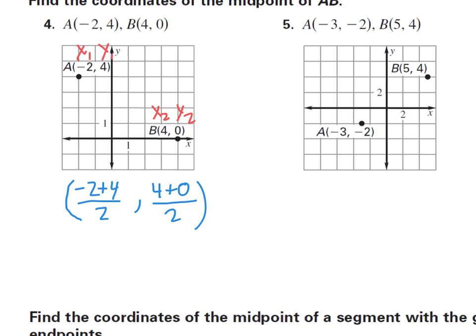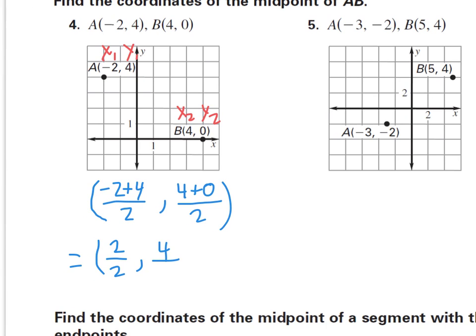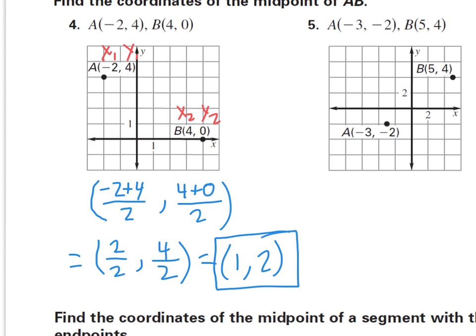And now let's simplify. Negative 2 plus 4 is positive 2. We still have to divide it by 2. 4 plus 0 is 4. And we also have to divide that by 2. Last step. 2 divided by 2 is 1. 4 divided by 2 is 2. So the new coordinates of our midpoint is 1, 2.